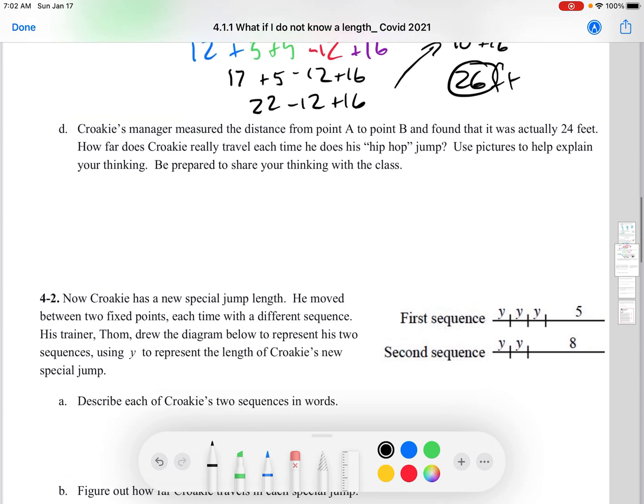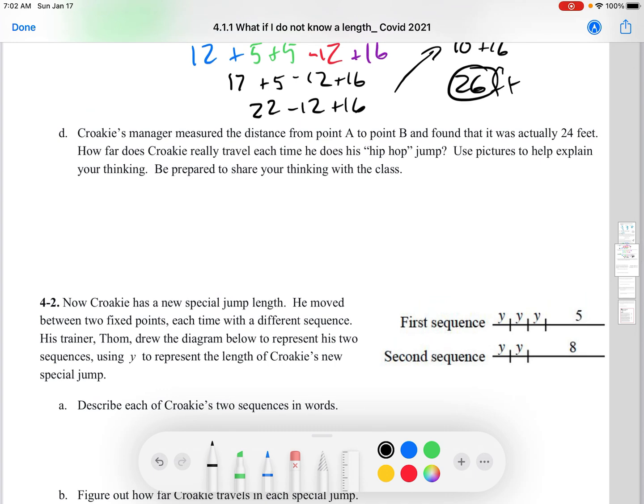Okay. Croaky's manager measured the distance from A to B and found out it was exactly 24 feet. Uh-oh. How far does Croaky really travel each time he does his hip-hop jump? Use pictures to help explain your thinking. Be prepared to share your thinking.